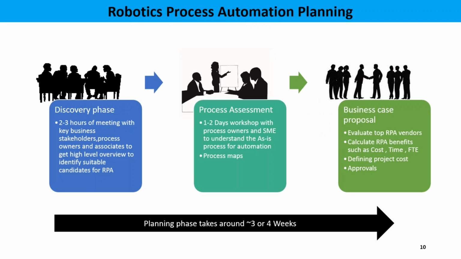Now we have to come to RPA planning, robotic process automation planning. This topic will be very suitable for people who will be working as a project manager for RPA, or a solution architect manager type of roles. Be concentrated on these things. First of all, we have 3 phases. One is the discovery phase, another is process assessment, and the third one is business case proposal.